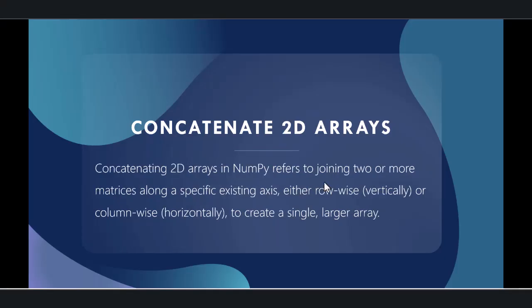Now we'll see how to concatenate 2D arrays. Concatenating 2D arrays in NumPy refers to joining two or more matrices along a specific existing axis, either row-wise, that is vertically, or column-wise, horizontally, to create a single large array. While combining, we can combine vertically and horizontally. We'll see how this works in an example.